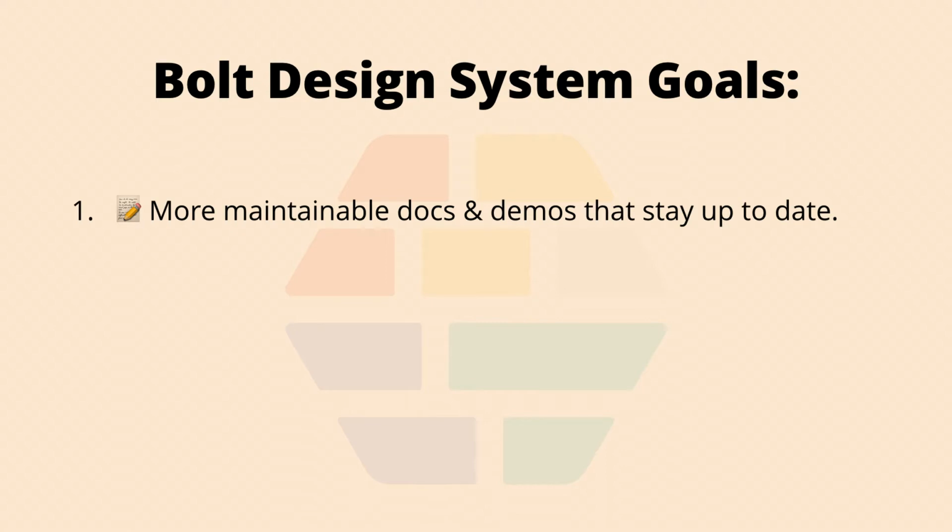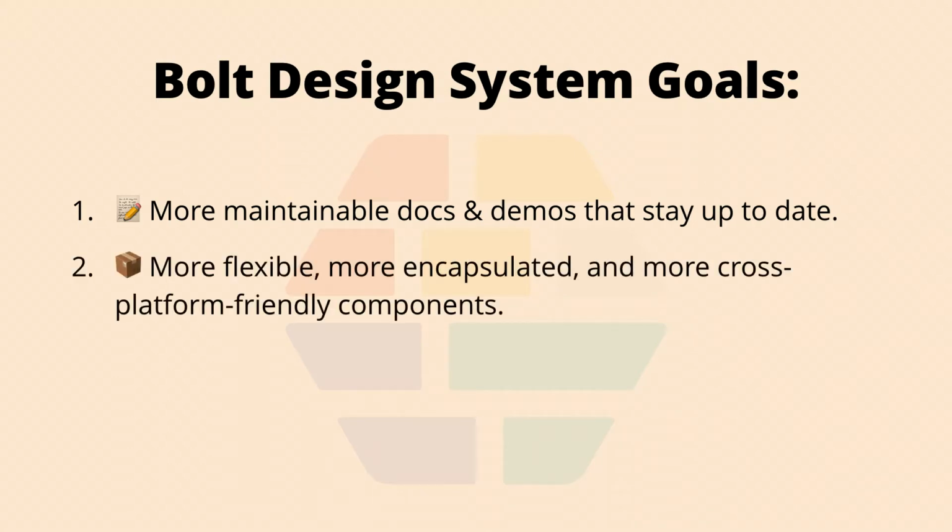We wanted to make sure that we had more maintainable documentation and that our demos were actually kept up to date and kept to be relevant. We wanted to make sure that we had more flexible, more encapsulated, and cross-platform friendly components. How many times do we have to implement the same button before we can come up with the one button that everybody can use and customize and everyone's happy with?